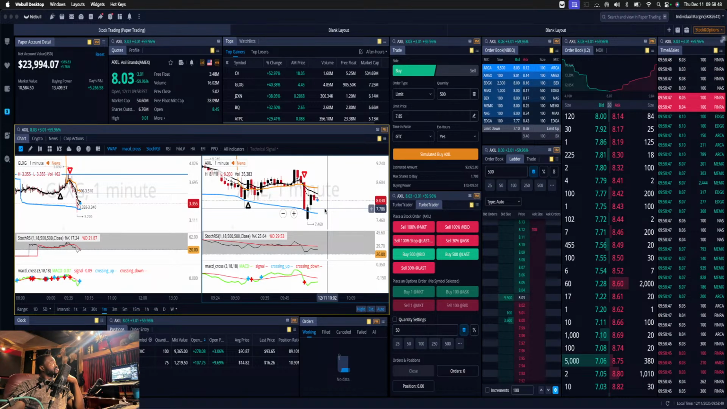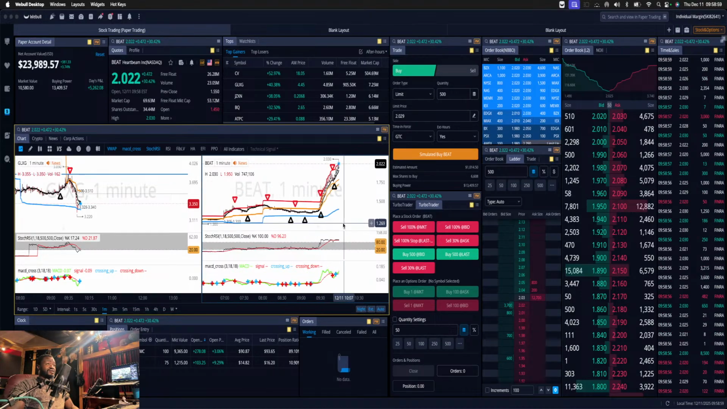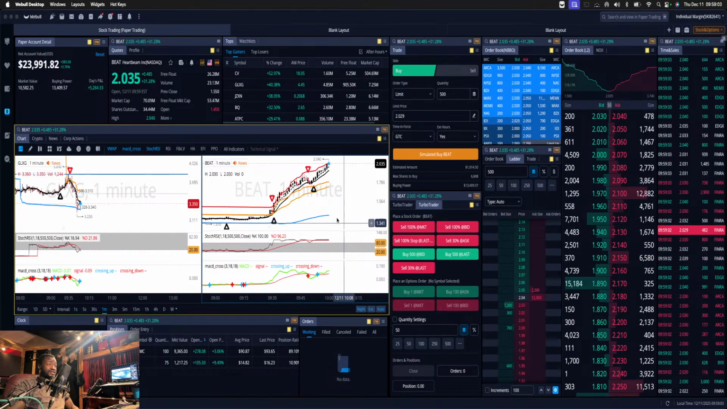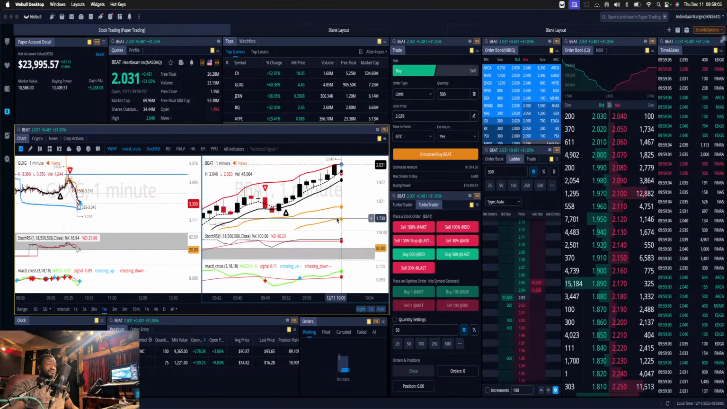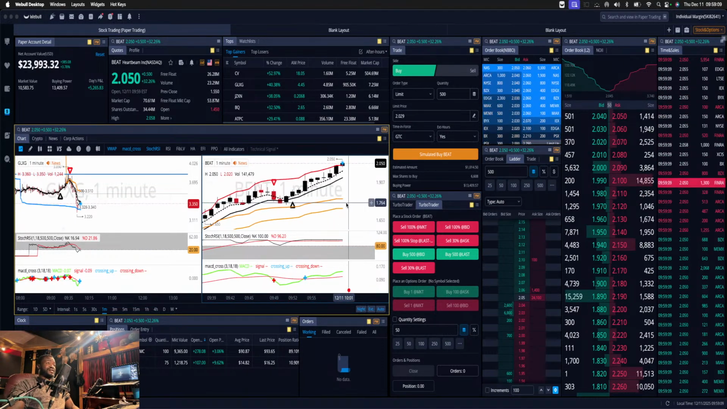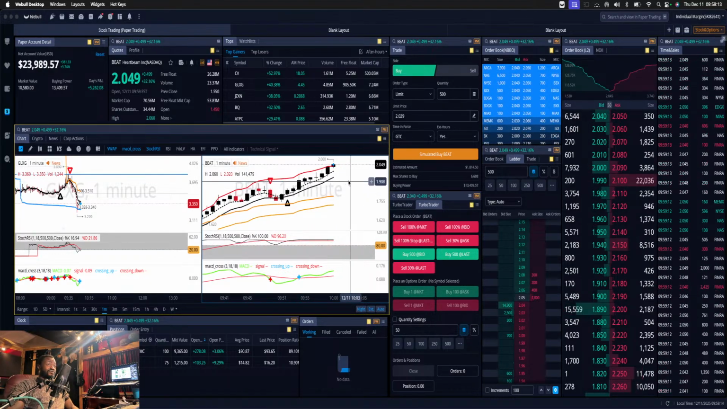Let me see. BEAT tried to make a move yesterday. It's a dollar stock, and now it's breaking out like it did yesterday. But I see all black candles. I don't like that move. It's just move, move, move. So I'm gonna wait for the pullback.